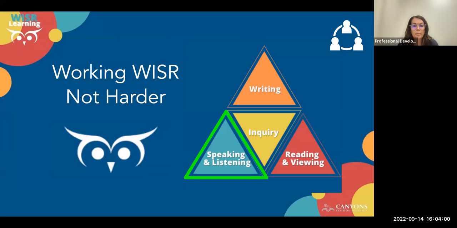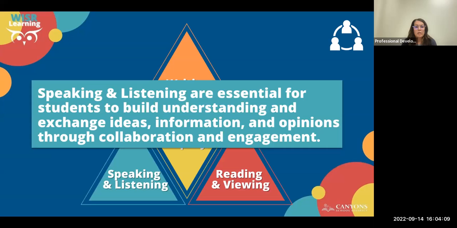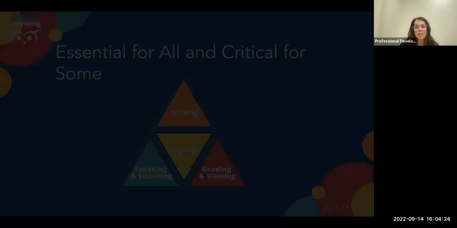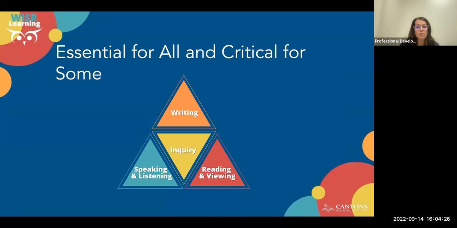As we work through our professional learning today, we are going to specifically focus on the triangle of speaking and listening, and specifically speaking. If we can choral read this together: speaking and listening are essential for students to build understanding and exchange ideas, information, and opinions through collaboration and engagement. As you know, this is essential for all, but it is critical for some. We cannot not use the WISR strategies and supports for our students to really support their understanding.